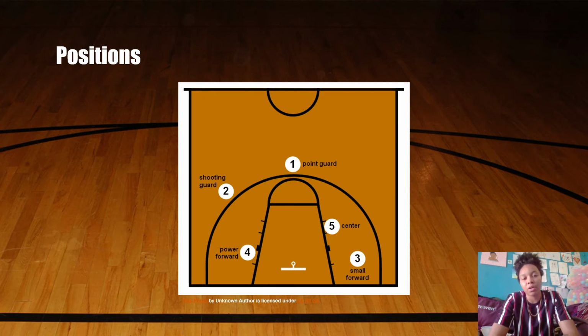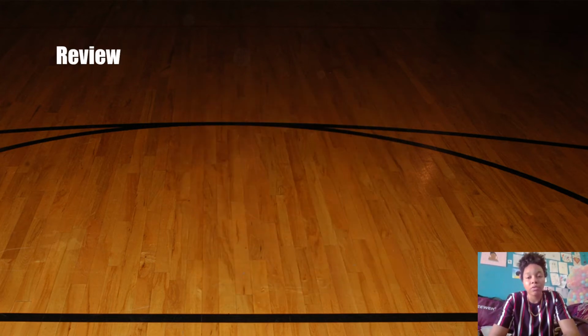So your center, they work that whole middle area that you see, and they normally take shots from the top of the key, the side of the key. Anytime you need the ball inside the paint for a fast 2-point play, you always want to give it to your center. Then we're going to go over a review.